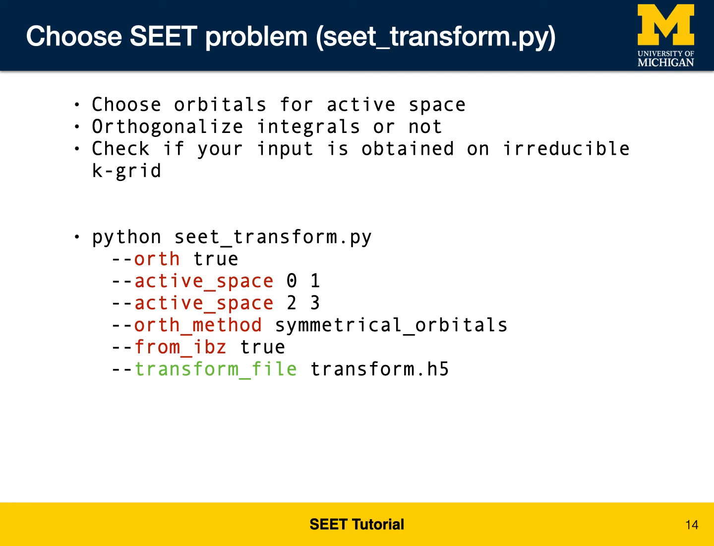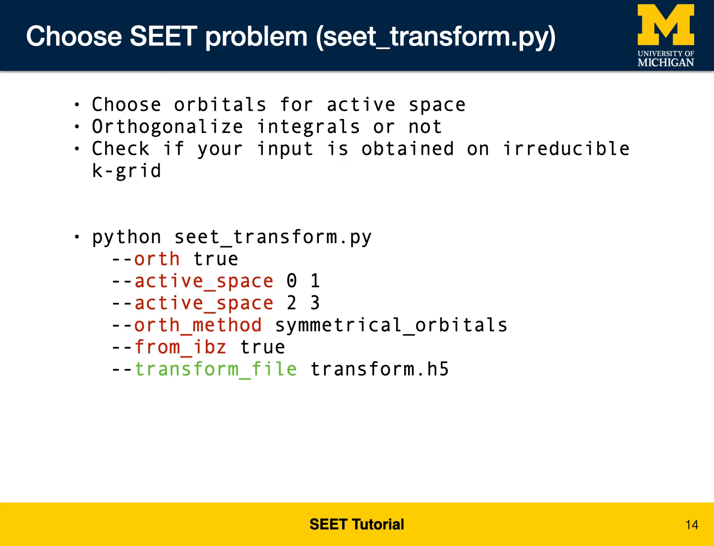Then you want to choose what your impurities are. By that, you provide multiple active space parameters, and here you list the orbitals in your unit cell that are going to be your impurity orbitals. Here, for example, I have 2 impurities. Both impurities have 2 orbitals. The first impurity is 0, 1, and the second impurity is 2, 3.